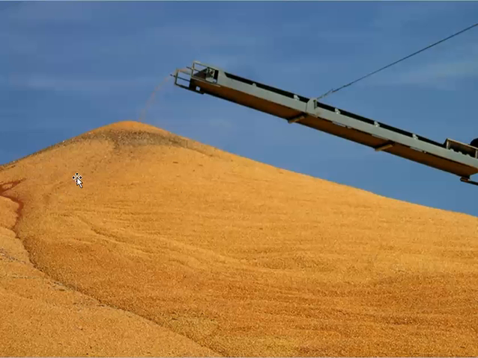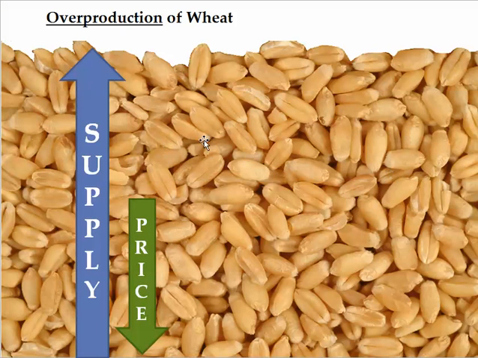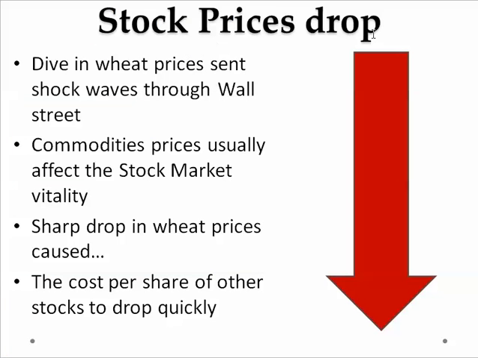And we know what an oversupply does. We've already talked about supply and demand when we talked about oil with John D. Rockefeller. What happens with wheat is when the supply is too high and it saturates the market, the price goes down, and if the price of that wheat goes down, it's going to affect the price of other products. So the stock prices dropped on the New York Stock Exchange. It causes a wave of stock prices to drop as well.